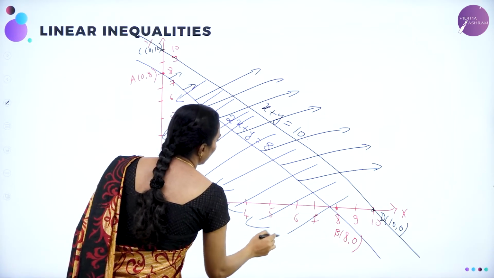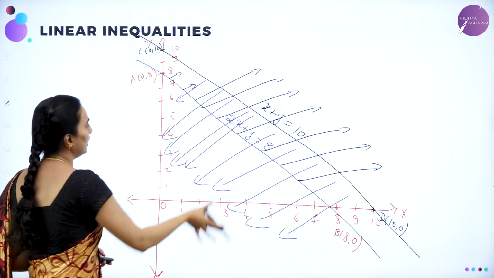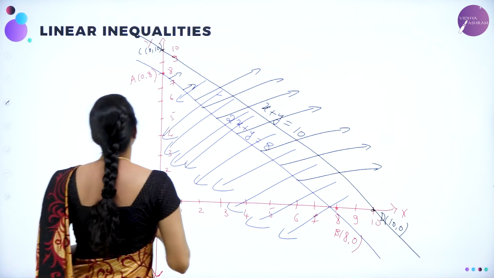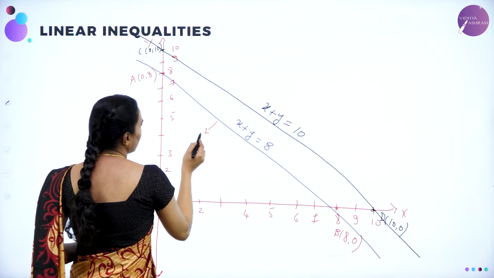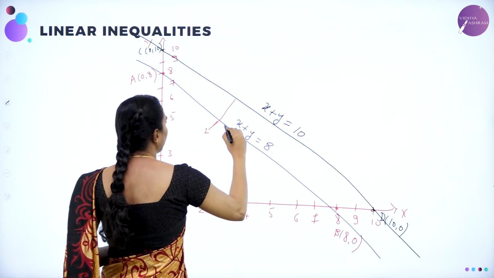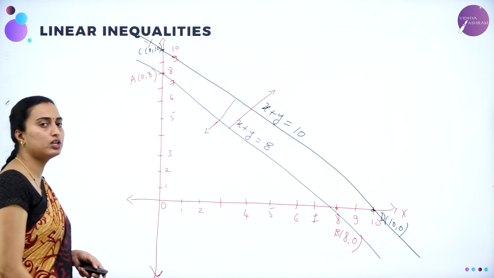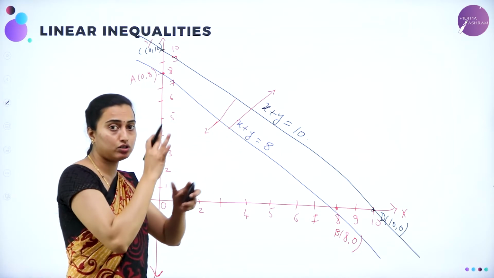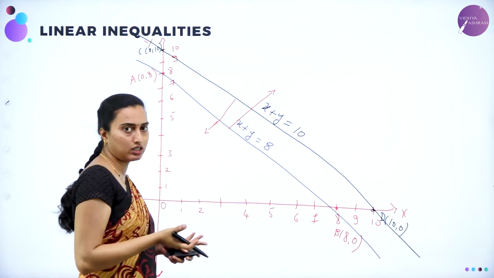But where are both the lines getting merged? Both the lines merge in this region, and that is called the feasible region. I am marking only one arrow towards the origin, and this one is away from the origin. In your examination, mark only the feasible region where both are merged. Don't mark everything and let it go. You can put an arrow mark and check it.